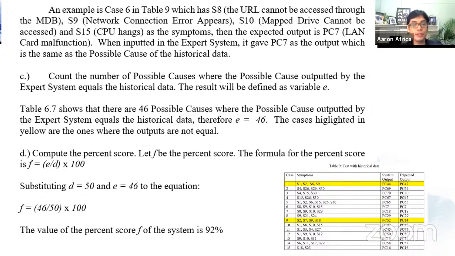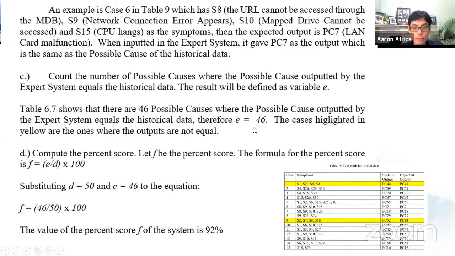Then we compute the number of possible causes where the possible cause outputted by the system equals the historical data. It is defined by the variable E. Basically, we have four that are not equal. So our value of E is equal to 46.